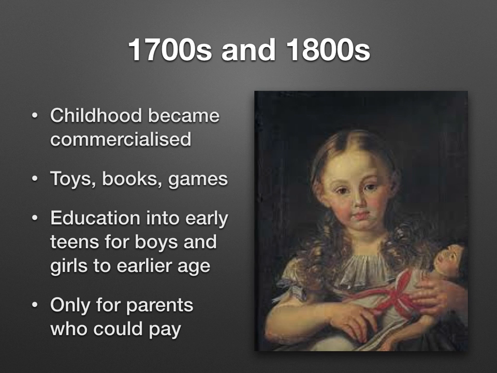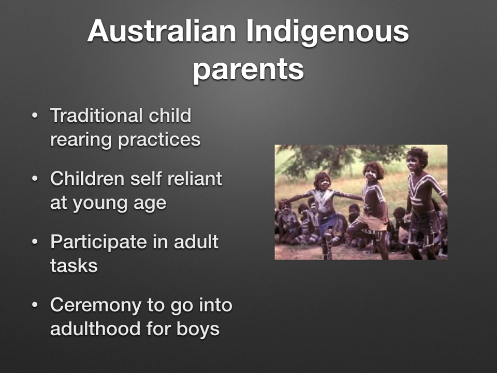In the 1700s and the 1800s, childhood became commercialised. We had toys, books and games, and a lot more of these things. There was education into the early teens for boys and girls to an earlier age for parents who could pay. If we look at Australian Indigenous parents, they have traditional child rearing practices which are quite different to Australian non-Indigenous parents. Young people are self-reliant at a young age. They participate in adult tasks, and there's a ceremony to go into adulthood for boys.